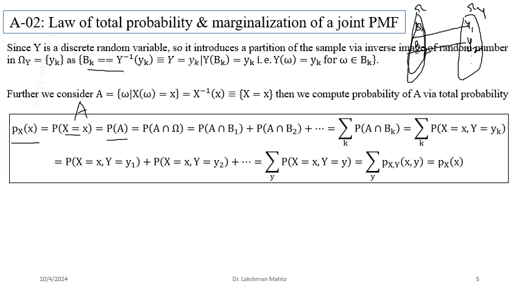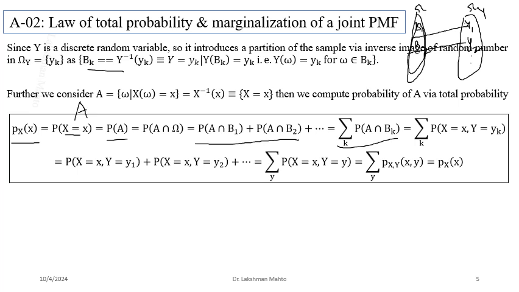So the probability of A would be the probability of A intersection B1 plus the probability of A intersection B2 plus the probability of A intersection Bk. It goes like that because A has a common element with all the Bi's. All those A intersection Bi's are mutually disjoint, there is no common thing, so as per the additive rule of the probability measure, you have to sum up all these. You can write this in a simple summation form, like this.